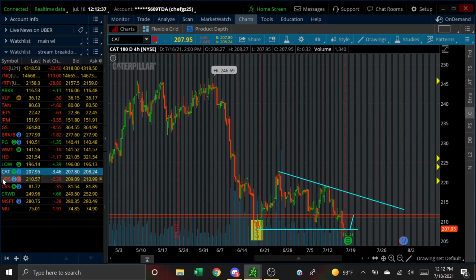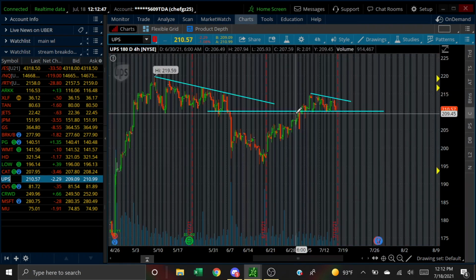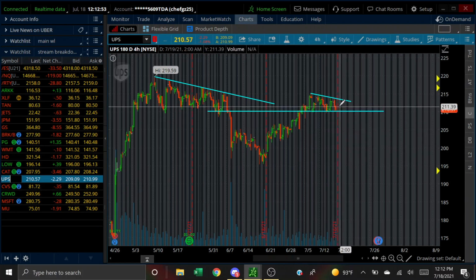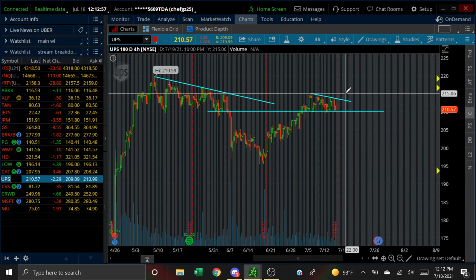Okay. So HD, Lowe's, and CAT, along with financials, are two of the top sectors that I'm going to be looking for. The other one, I see a simple pattern on UPS. I really don't have to explain this. This kind of just explains itself. All right, so the 210 and the 213 and 215. That's where you should be having your alerts for UPS. Very simple, guys, okay?